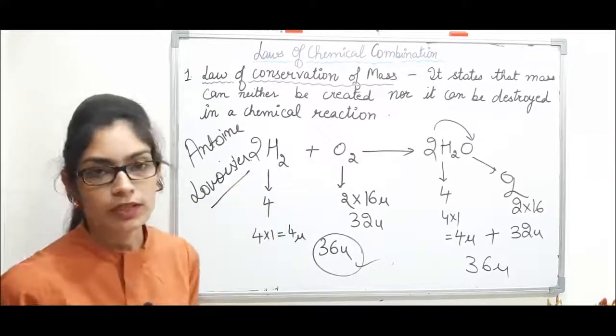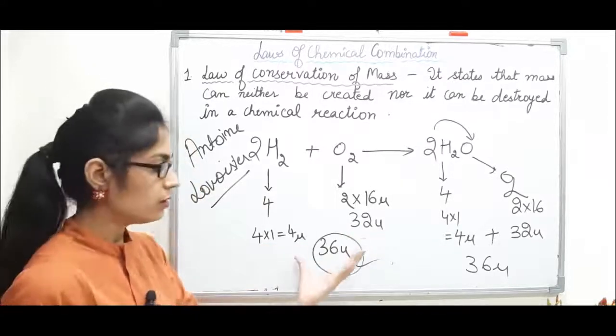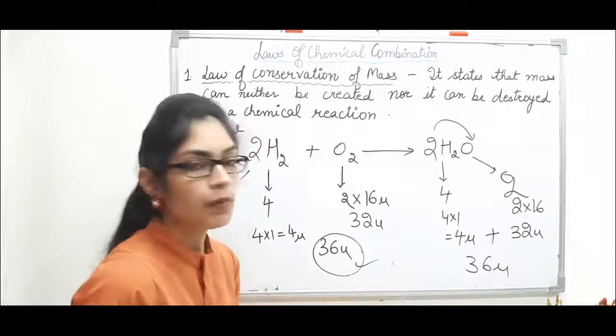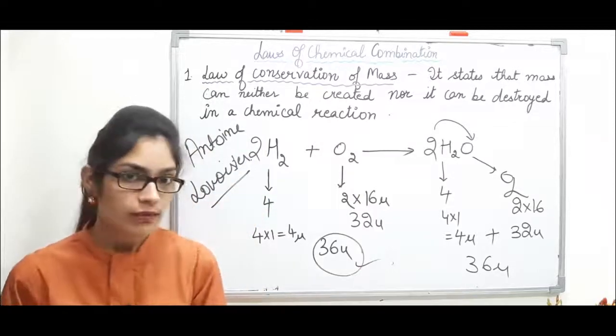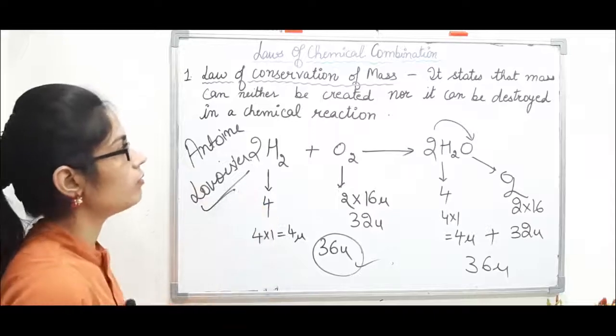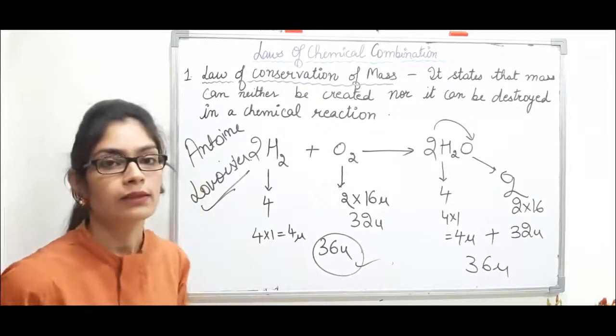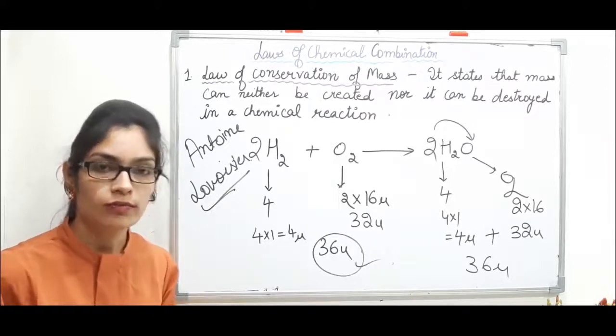So he was the first person who observed this. In any chemical reaction, the mass of the reactants was always equal to the mass of the products. Due to which Antoine Lavoisier stated the law of conservation of mass. So this was all about the law of conservation of mass.